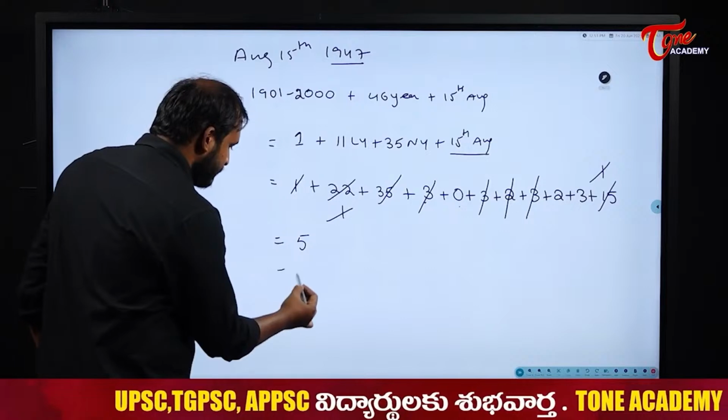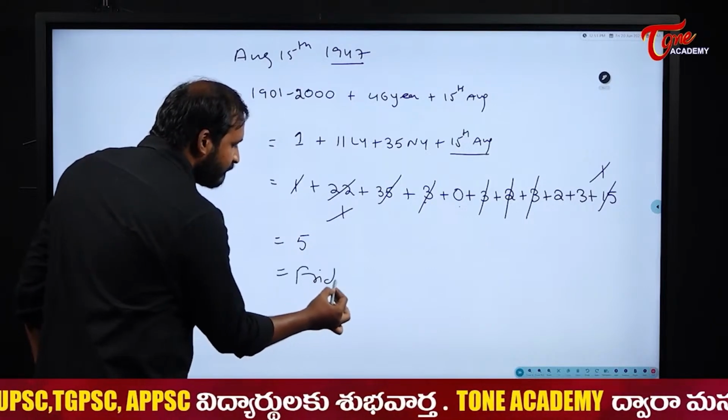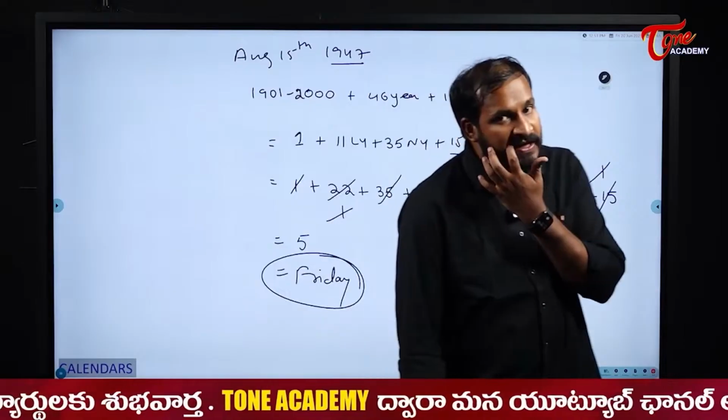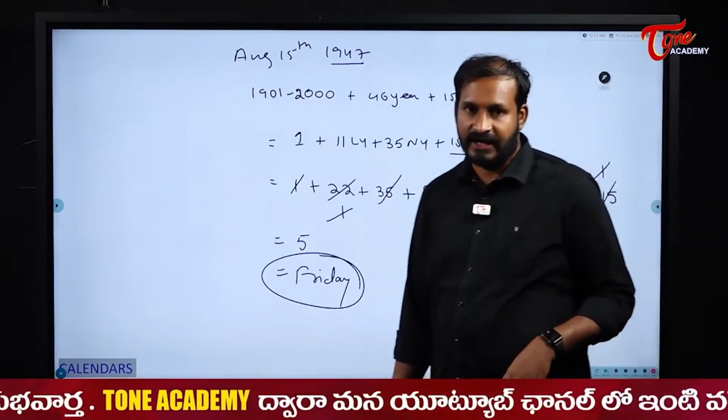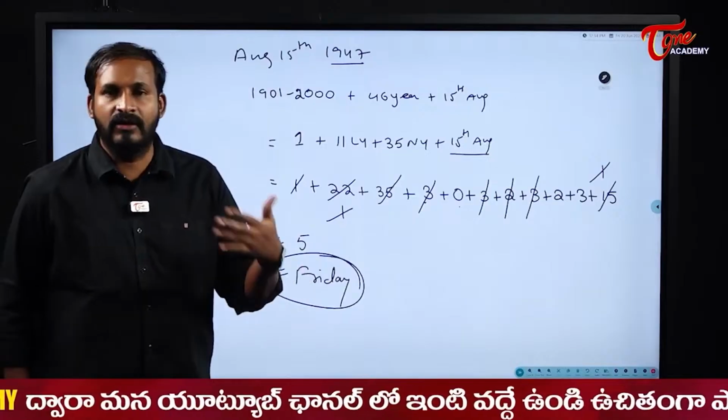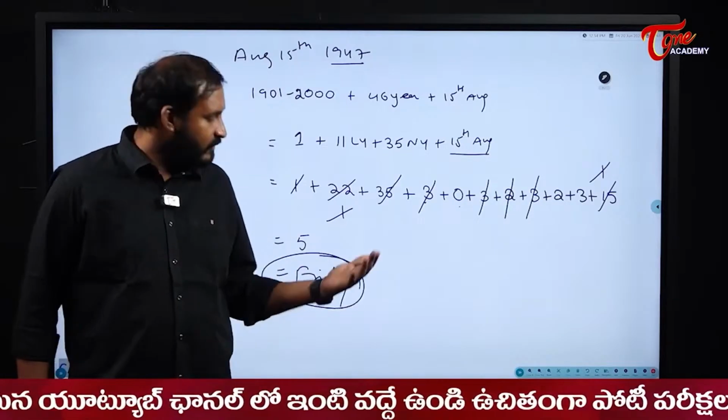It is Friday. 5 is the code for what? Friday. So August 15, 1947 will fall on what? Friday. This is how we are going to find on which day a date is falling. What day will fall on what day.